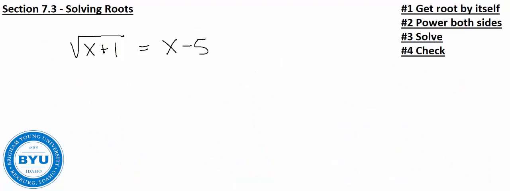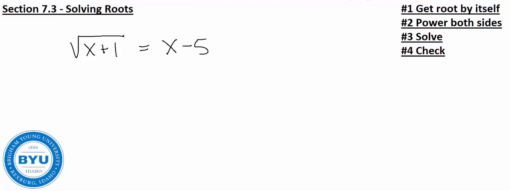Sometimes you might be faced with a question that looks like this, where once you get the square root by itself, it equals other stuff, not just a number. And all the other ones we were doing, we had the square root of x plus 5 equals like a number. But here we're left with it equaling x minus 5. Let's go ahead and follow the steps here.